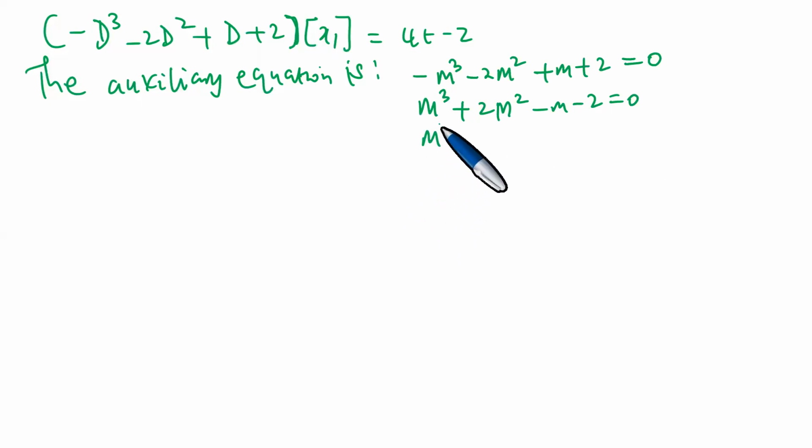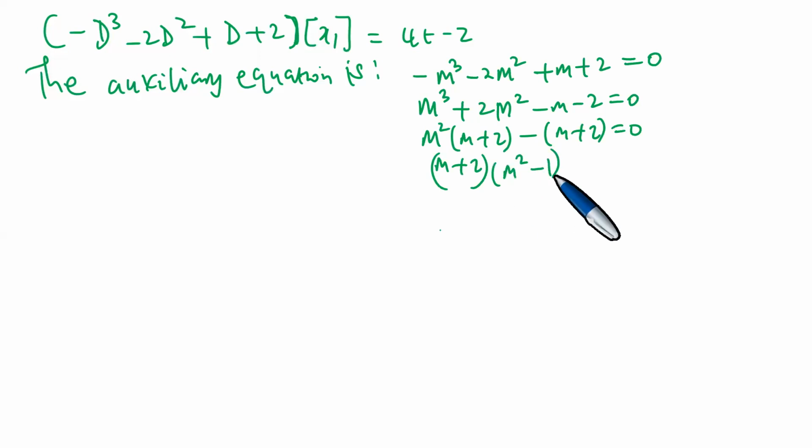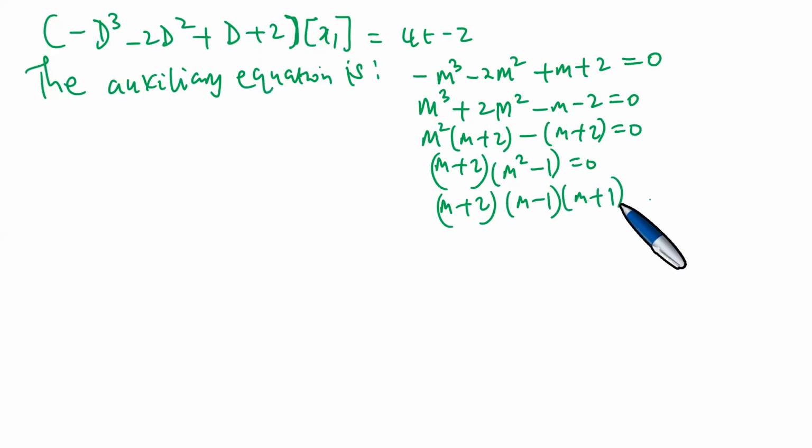Which is m plus 2 into m squared minus 1, which is m plus 2 into m minus 1 into m plus 1. Those are your roots. Okay, the auxiliary equation is this one.